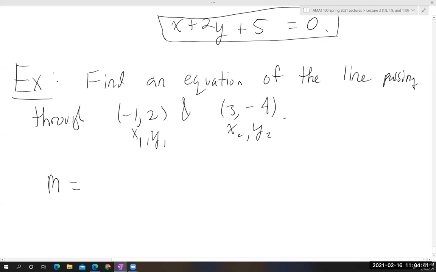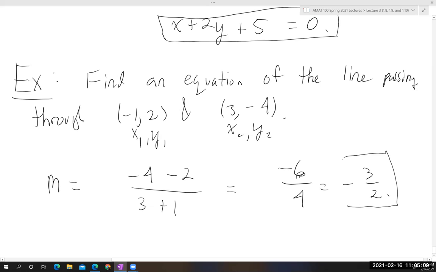So it's going to be the change in y, so it's y2 minus y1, so it's -4 minus 2. And then the change in x, so it's x2 minus x1. So it's 3 minus -1, so that becomes plus 1. This will become -6, and this will be 4. And this will become -3/2. So at this point, we're pretty much done. We can determine the line because now we have a slope, m. We just determined that. This is our slope.